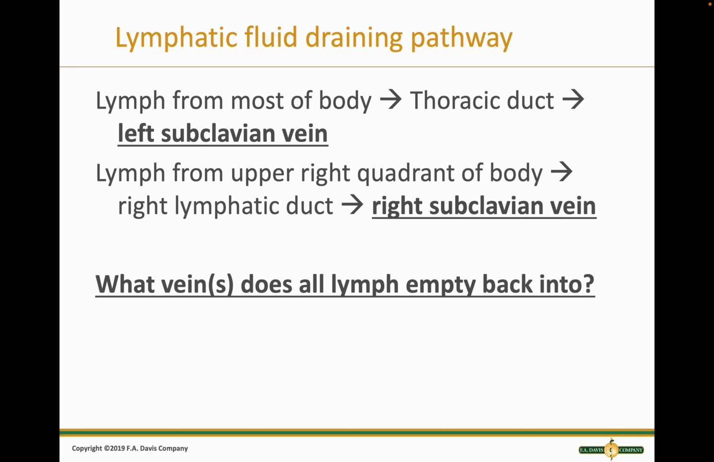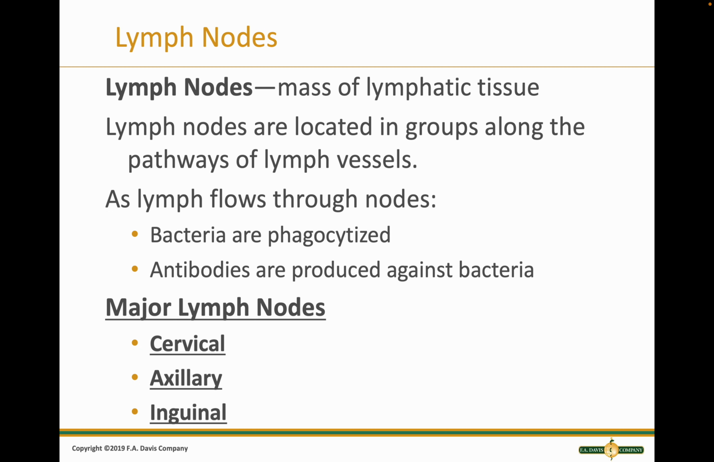That's what it says here. Remember that the subclavian veins are the ones that the lymph empties into, and the veins end up emptying back into the heart, and then the heart will circulate this lymph, or this blood, I should say. What was lymph is now mixed with blood, and then it circulates throughout the body.